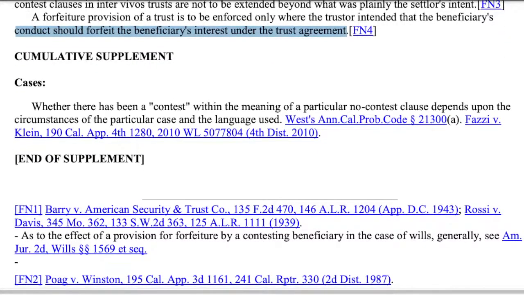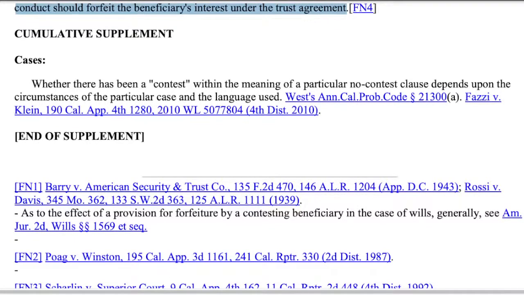Cumulative supplement cases. Okay, so we have a little case here. Let's check this one out. This is 2010, so this was pretty recent when this was released. Whether there has been a contest within the meaning of a particular no contest clause depends upon the circumstances of the particular case and the language used. Remember, we get to the language of the instrument. That was the way we were able to evidence the intent. So this is our intention, right? And then from there, we also have circumstances of the particular case. So remember these two standards we looked at before: surrounding circumstances and the language of the original trust instrument.